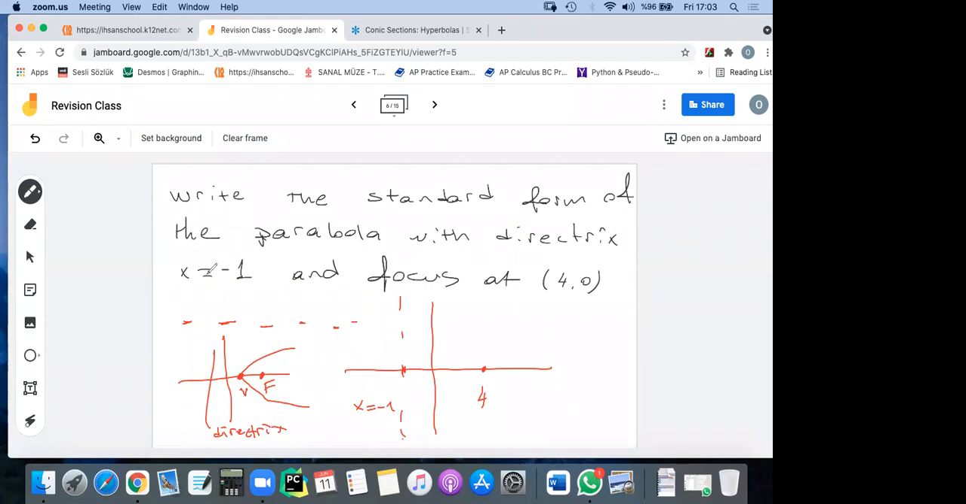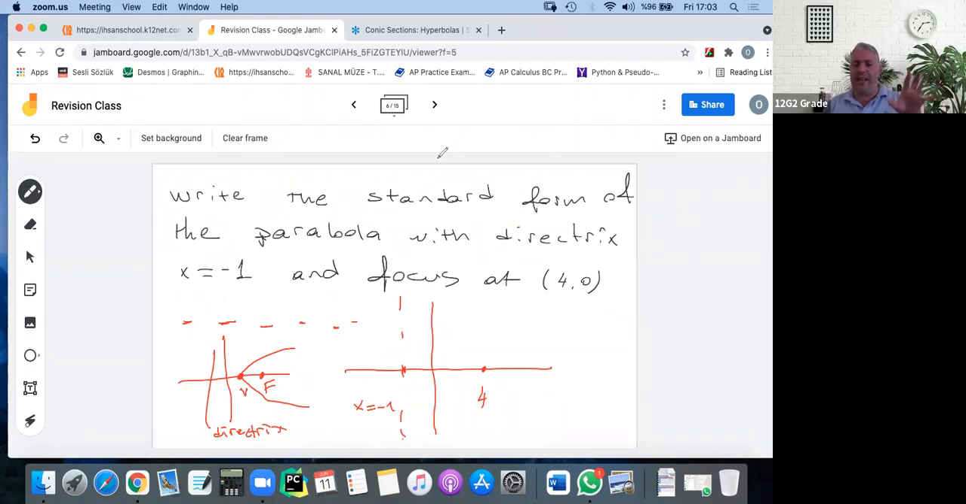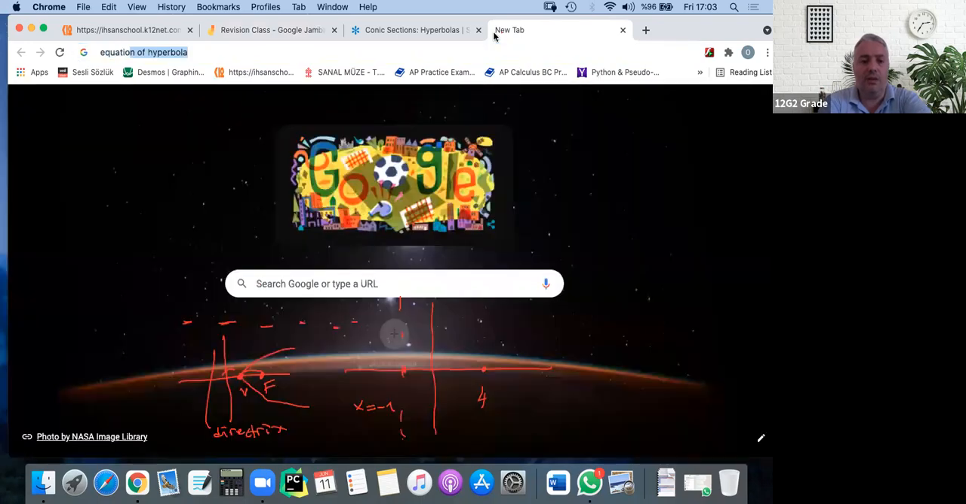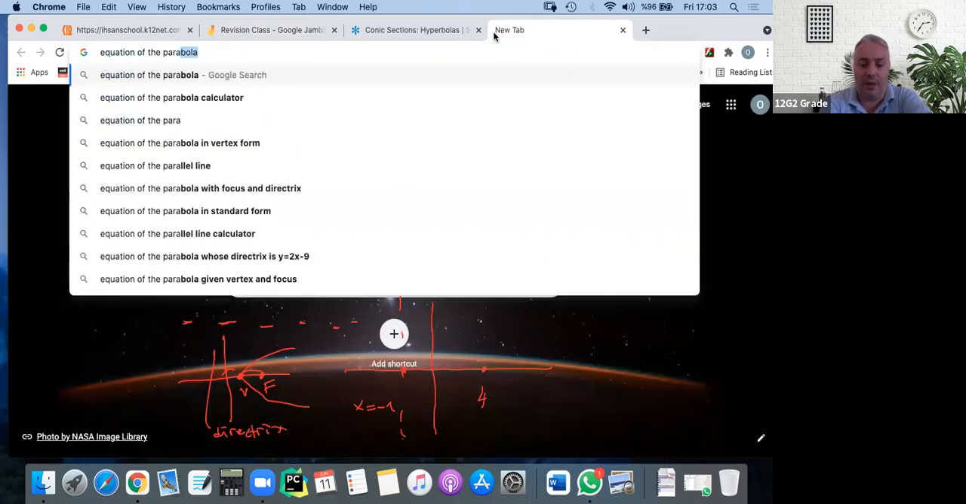So I just want to use the logic. Again, there is a formula. We may check the formula, but I just want to use the logic. Here, the thing is this distance and this distance are equal to each other, right? Or just let us, one minute, let us just Google the equation of the parabola.